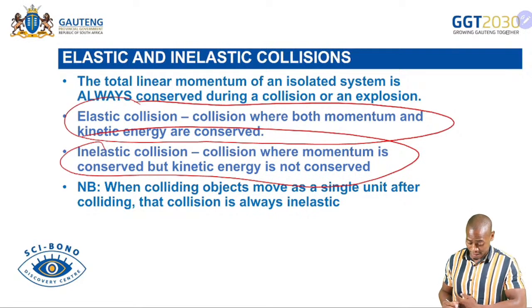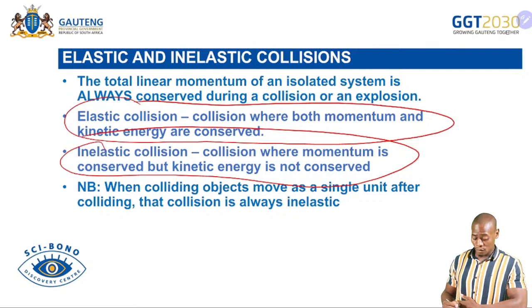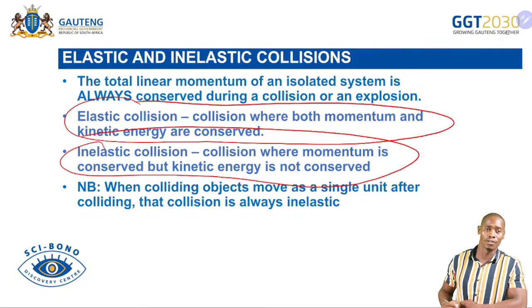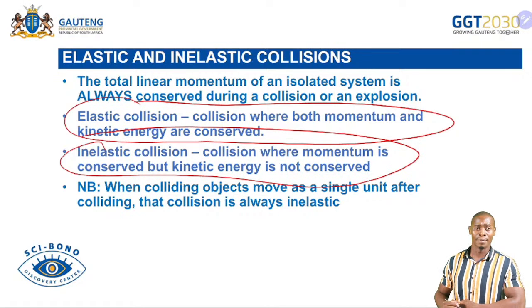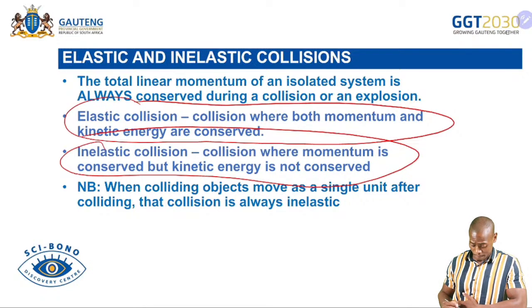All right. So this will also assist you when they want you to prove whether a collision is elastic or inelastic. Okay. So elastic collision is the collision where total momentum and total kinetic energy are conserved. What about the inelastic collision? The inelastic collision is the collision where the total momentum is conserved, but total kinetic energy is not conserved. So that is the difference between elastic collision and inelastic collision, right?